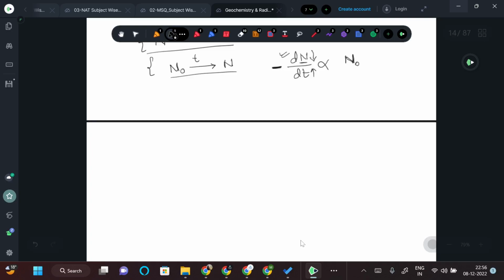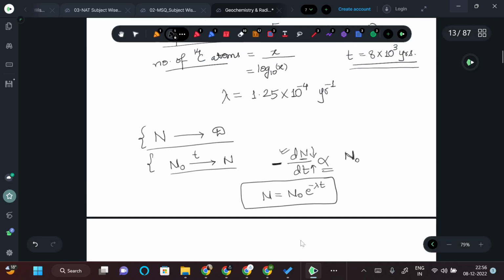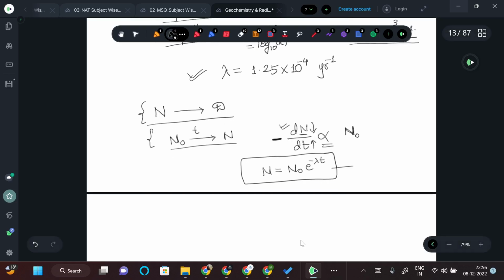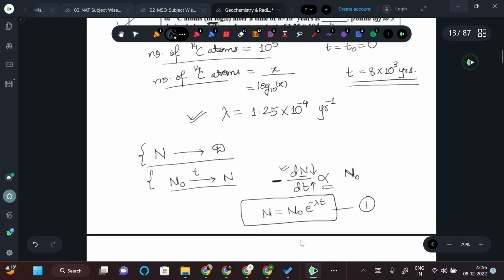If we derive it from here, we take integrals and all. So this equation comes out to be n is equal to n naught e to the power minus lambda t. You must have heard about this. Lambda is nothing but the decay constant, this proportionality constant. Okay, so here this is given lambda, decay constant. This is one formula. You must remember all these formulae. We will discuss whenever these come in questions.